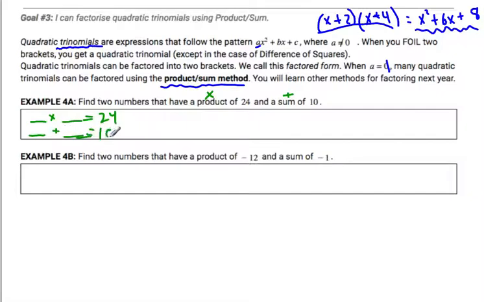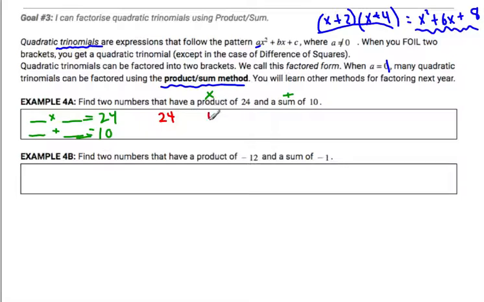Some people will find this really, really easy. They'll look at this and they'll make a mental list of all the factors of 24 in their head, and they'll have no problem doing this. Some people will find it hard, and for those who find it hard, I would recommend that you make a list of all the factors of 24. And remember that factors are numbers that multiply to give you 24.